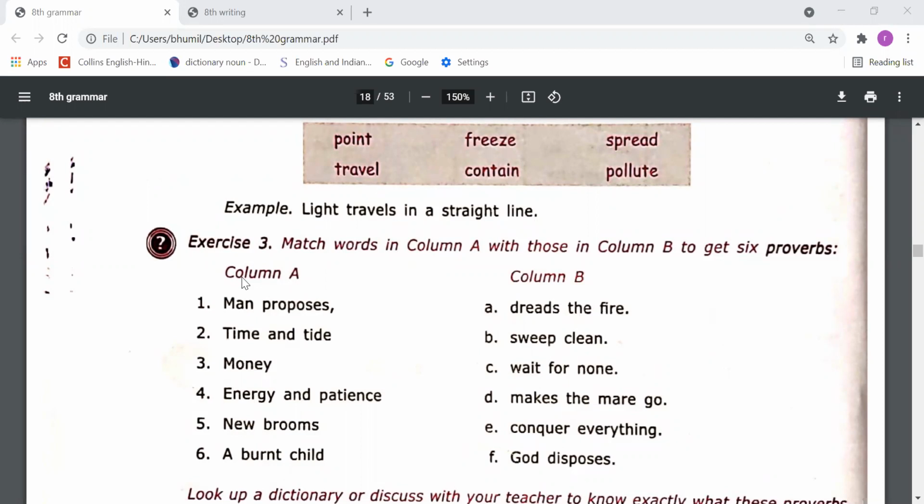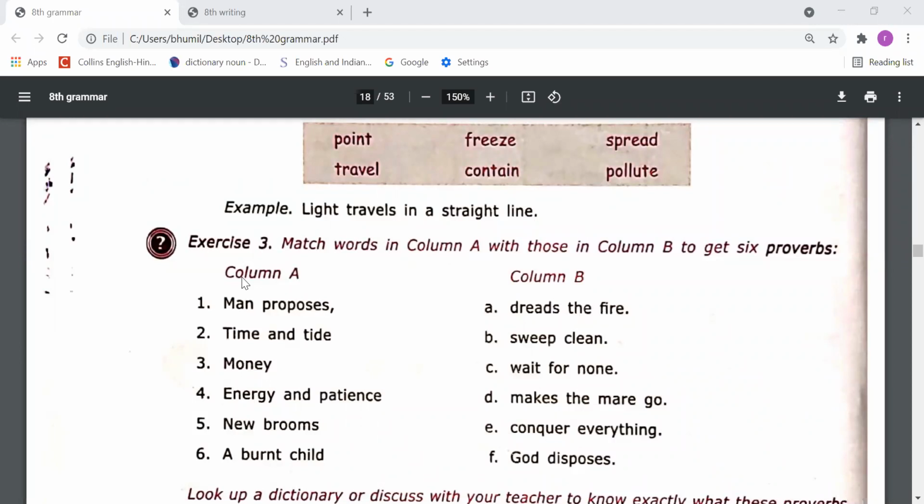Okay, so firstly, man proposes. It will match with man proposes, God disposes, right? Second, let's see that. Time and tide wait for none. Third, let me check, let me understand. Money makes the mare go. Let's come to the fourth. Fourth, energy and patience conquer everything. Next, sixth, the new broom sweeps clean. Next, the burnt child dreads the fire.